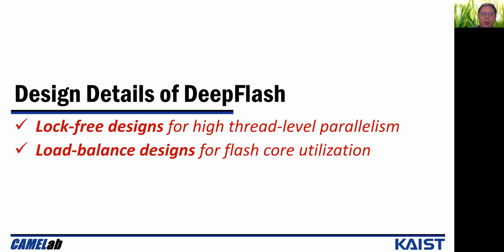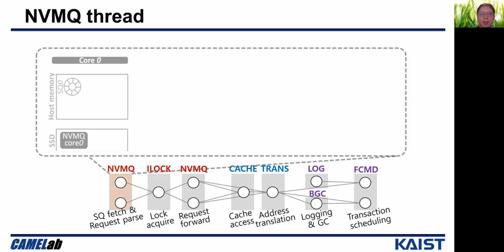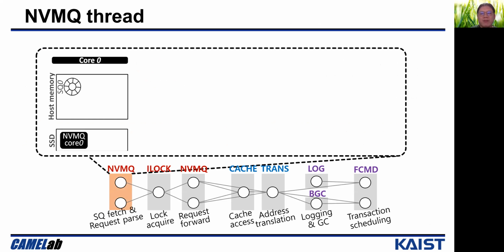Specifically, I will explain our lock-free designs to achieve high thread level parallelism and our load balance designs to improve the flash core utilization. I will firstly talk about the NVMQ thread. When the CPU cores submit a command to the NVMe submission queue, one NVMQ thread can fetch the command and pass the command. Based on the command information, it can generate a DMA to transfer the data from a non-continuous memory region in the host.